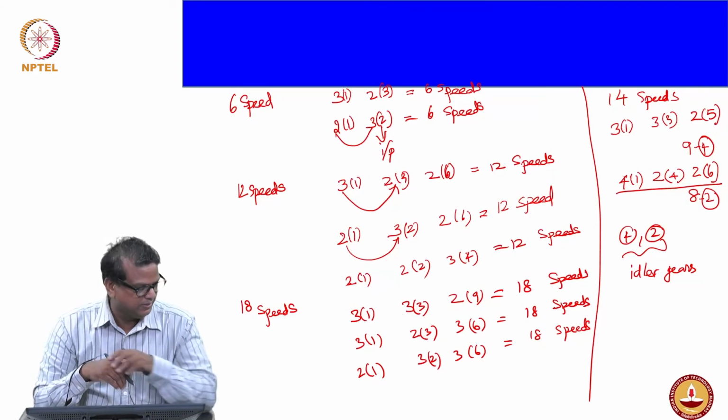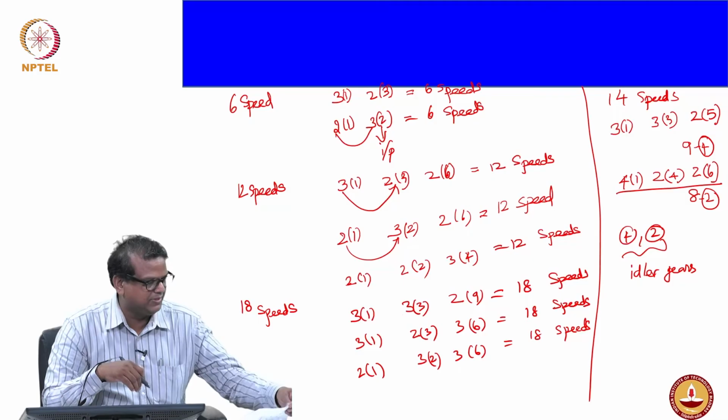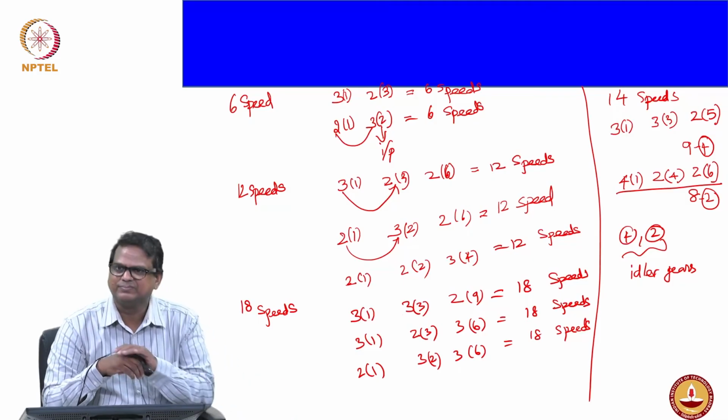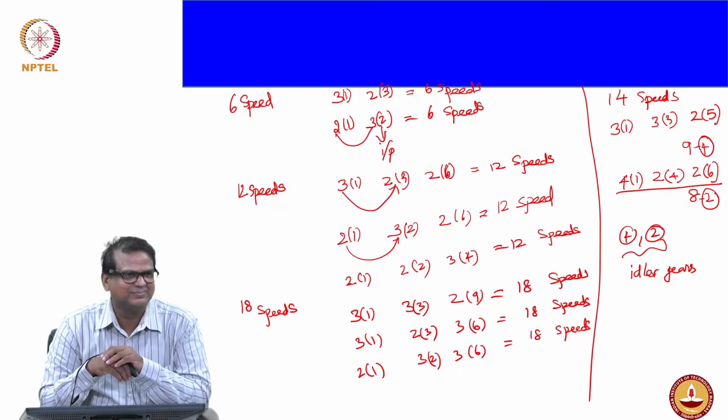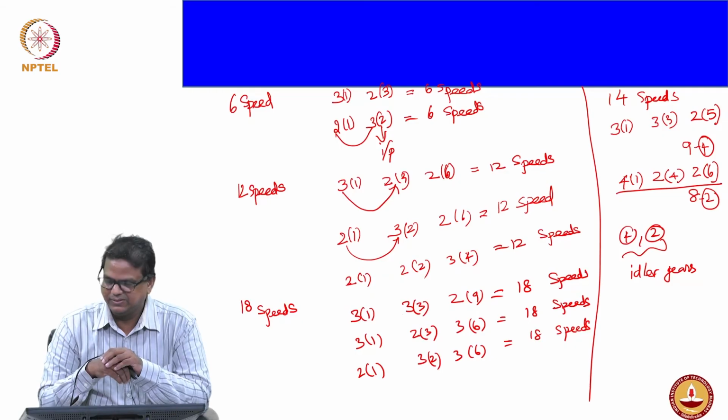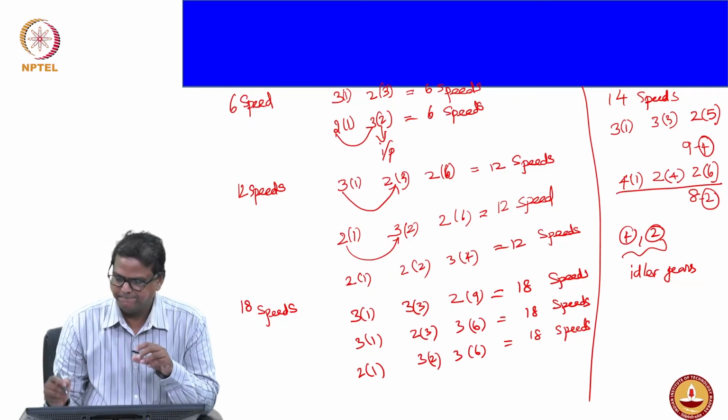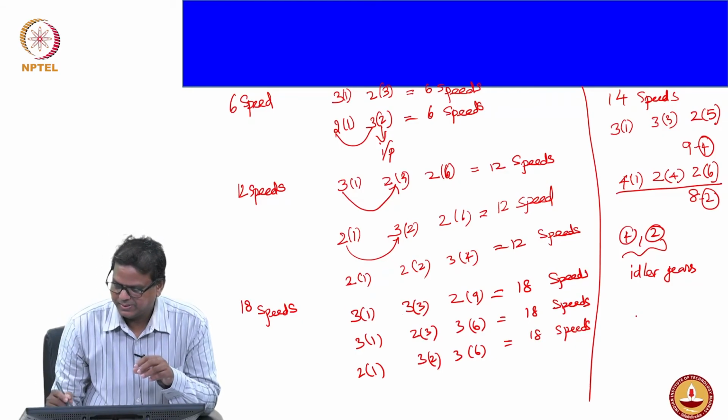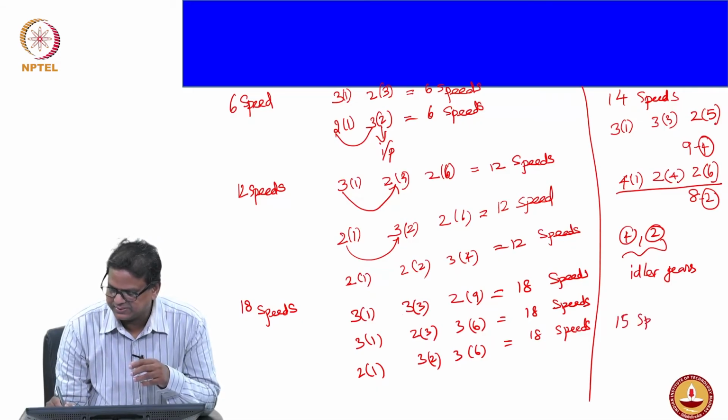How about maybe 15 speed? How will you do this 15 speed gearbox? Just think about it. Yeah, 15 speed. What is the standard structural formula we would expect?